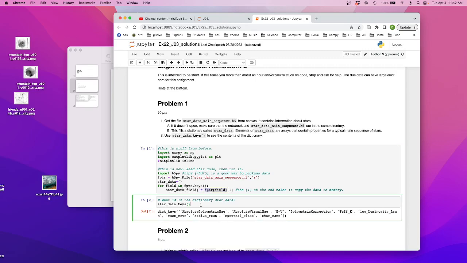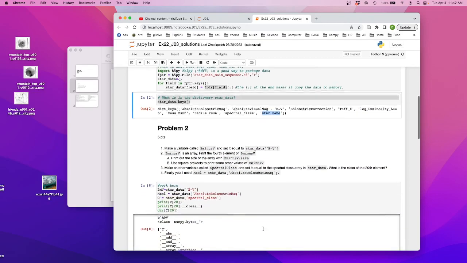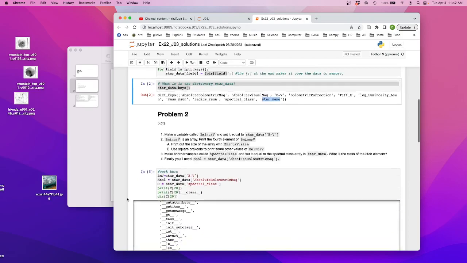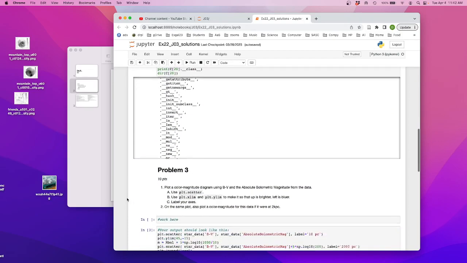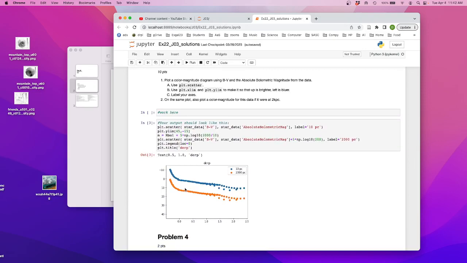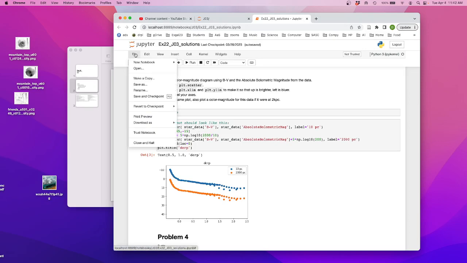And then we can see that it has keys: absolute bolometric magnitude, visual magnitude, B minus V, the bolometric correction, which we didn't talk about, the effective temperature, which we will talk about, the luminosity in solar units, the mass, the radius, the spectral class, the star name. So these are things there. The second one, get some stuff out of this, which I think everybody did fine. And then the third one, plot this. And I think everybody got it. Does anybody have any questions or things they want to talk about this one? Everybody all right?